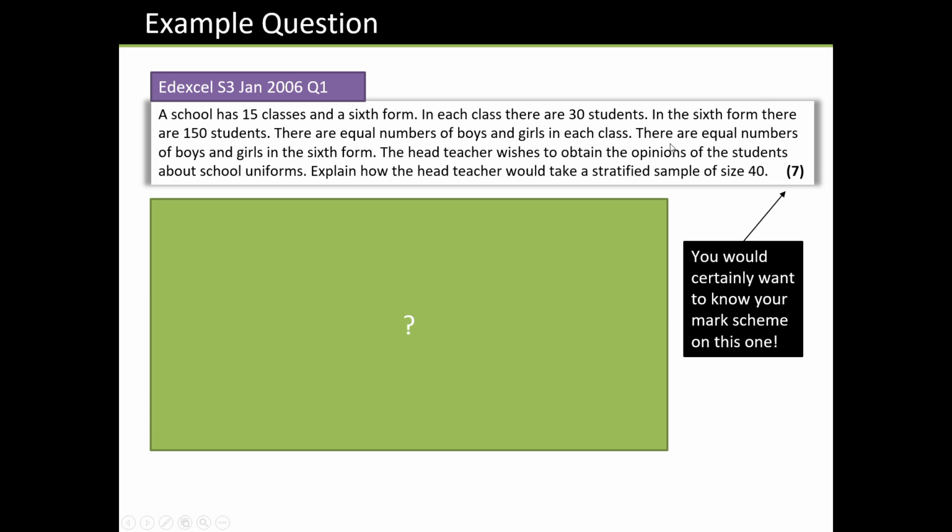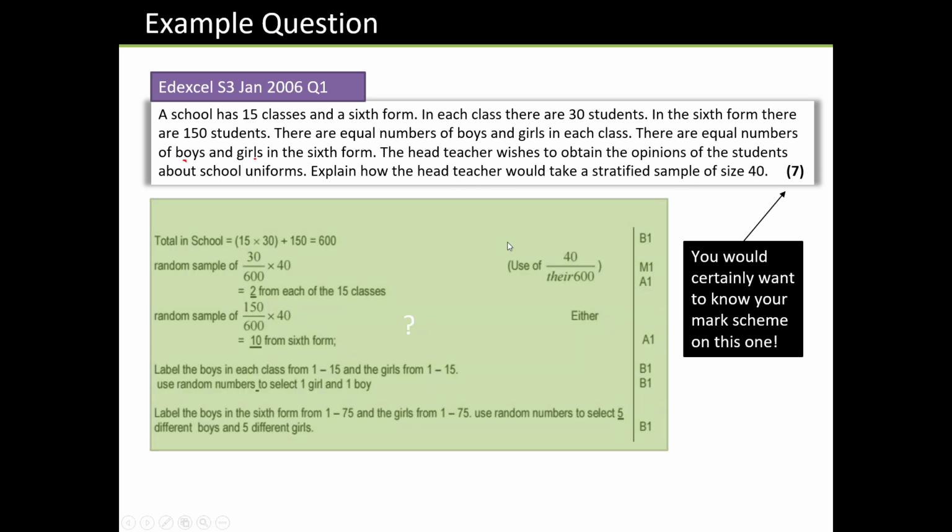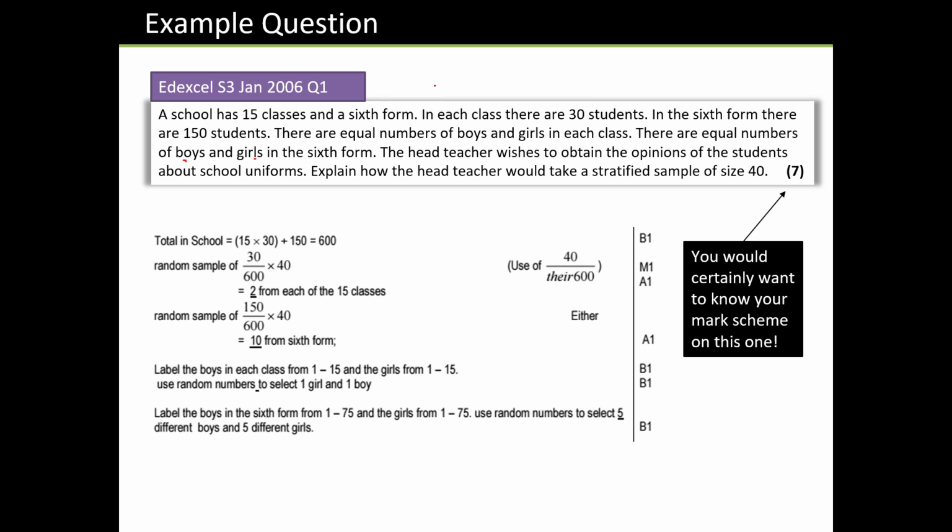So what you need to be doing with all this stuff here is working out what the original proportions of the school are. Equal numbers of boys and girls. Okay, so if equal numbers of boys and girls, that's going to mean that your strata of boys and girls, for example, will be the same. The head teacher wants to take a stratified sample of 40. So we want to think about the strata. We've got sixth form and we've got gender. When you do all of the working out, you should get that there's 600 in the school. So you've got your 15 classes of 30, you've got your 150 there from the sixth form.